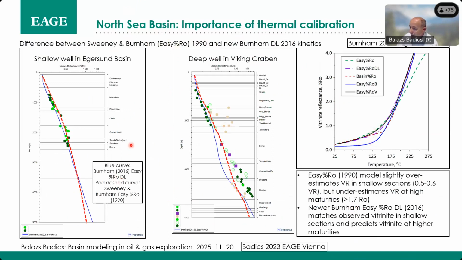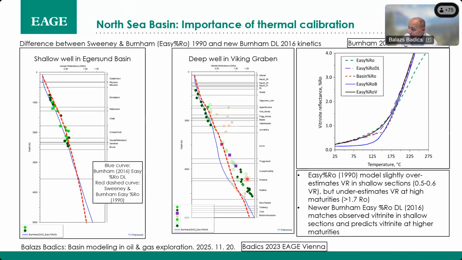We know that the older EasyRo curve is a little bit over predicting maturity in shallow sections, but under predicting maturity in deeper sections. When you look at the shallow well in the Egersund Basin, the difference can be like 0.2, 0.3 vitrinite. That is quite significant. When you look at deep basins, it's similar. This one is from shallow. This one is very deep from the central Viking Graben.